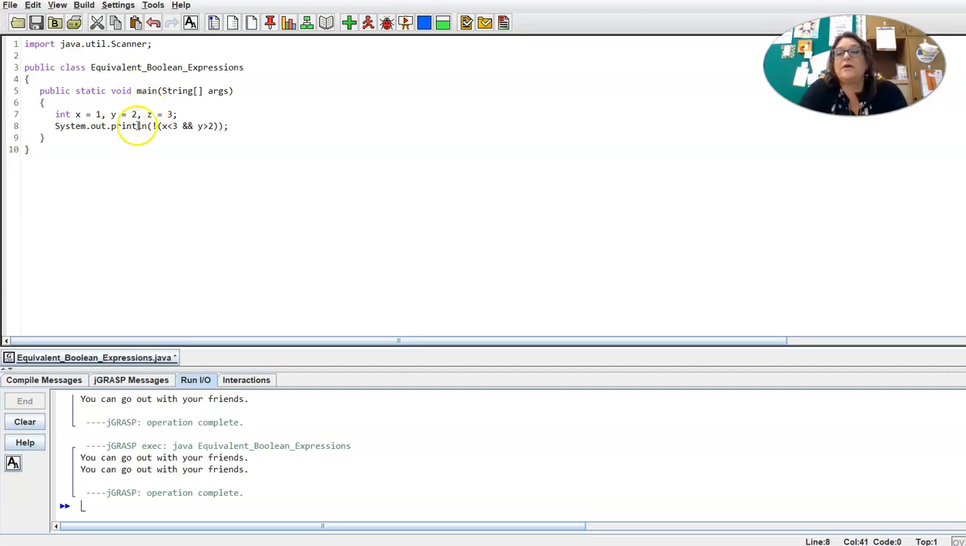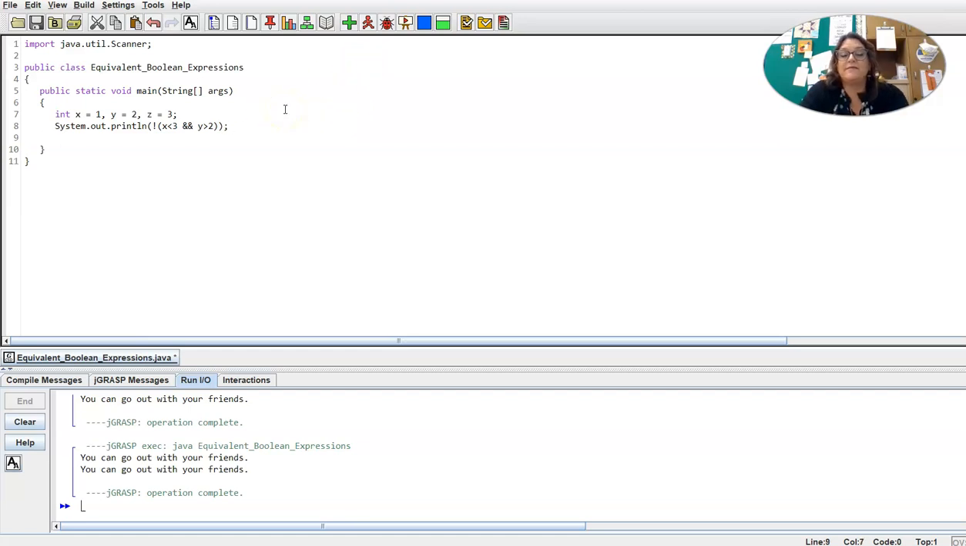Okay, so if we were to check this to see how it evaluates, x less than 3, right, x is 1, 1 is less than 3, so that's true. Okay, then y greater than 2, 2 is not greater than 2, so this is false. True and false is false, then we get the negation of that, which makes it true. Okay, so this would output true.